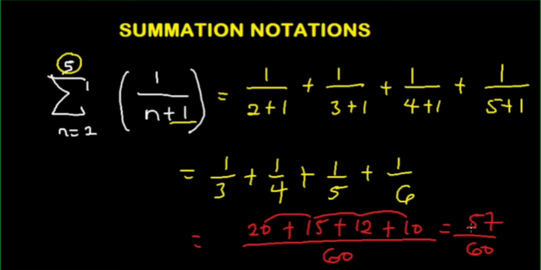3 can go into this. How do I know that 3 can go into 57? This is just a basic property of division. If you add two numbers together and 3 can go into both, then 3 can go into the sum. So if I do 5 plus 7, 5 plus 7 is 12, 3 can go into 12, so 3 can go into 57. That's just basic arithmetic. 3 into 57 is 19, and 3 into 60 is 20. So my final answer will be 19 over 20.